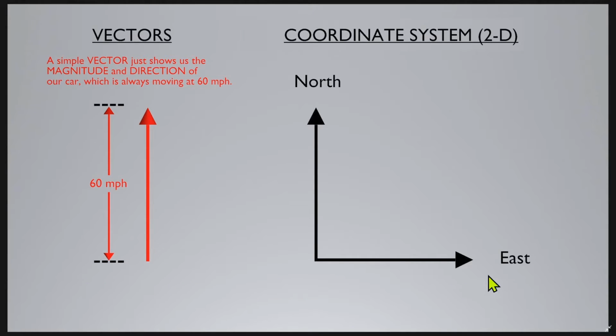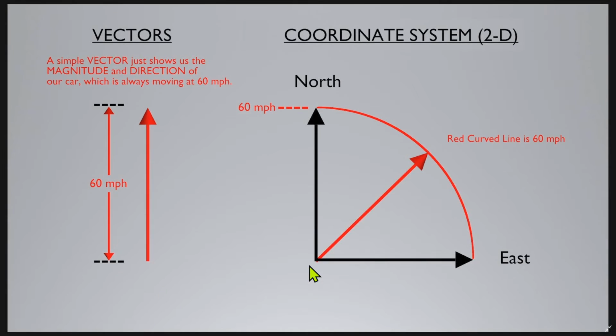Over here, we have a coordinate system. I don't think that's going to take much explanation at all. That's a map. Everybody's GPS system, we've all seen maps. We've all used maps. We got north and east. What we want to do is lay our vector on top of our coordinate system and see what we can get out of that. So let's do that now.